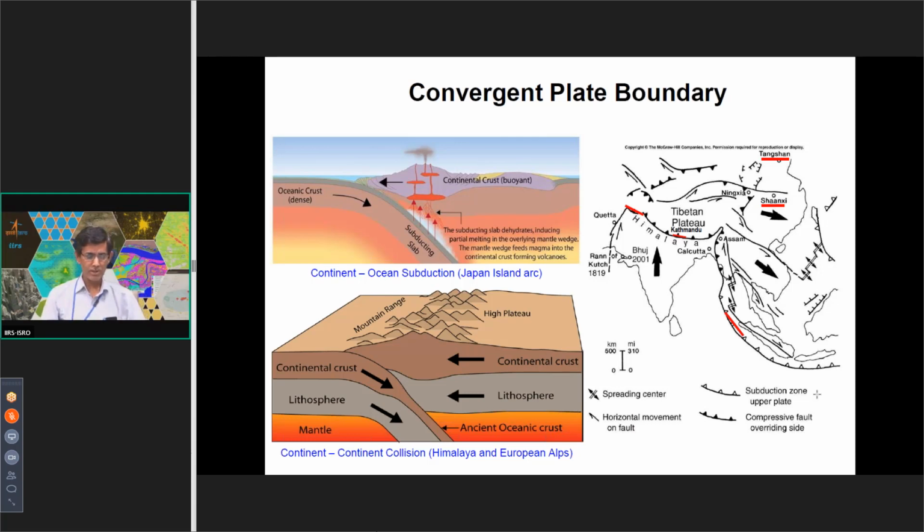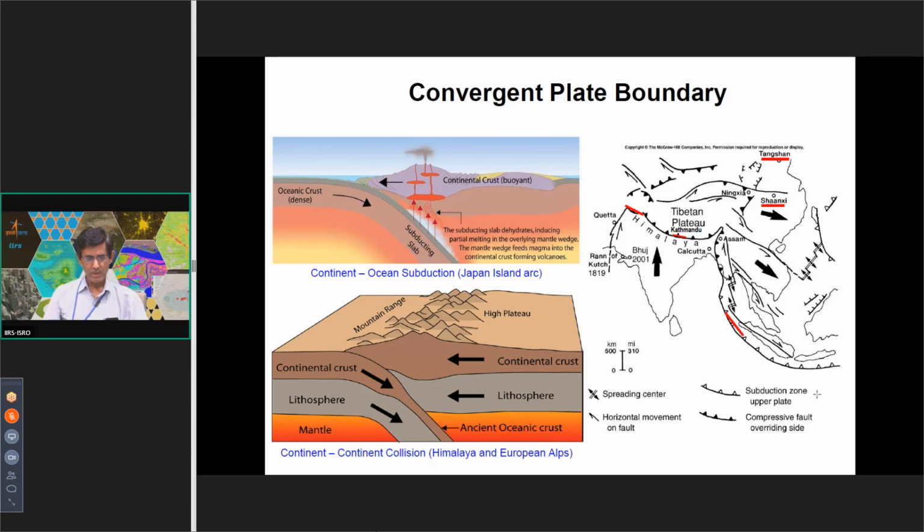You see that oceanic crust is compositionally dense. It is made dominantly of silicon and magnesium, Si and Ma, so SIMA we call it. So the oceanic crust is dense, it is the subducting slab, and on the right side it is the continental crust.